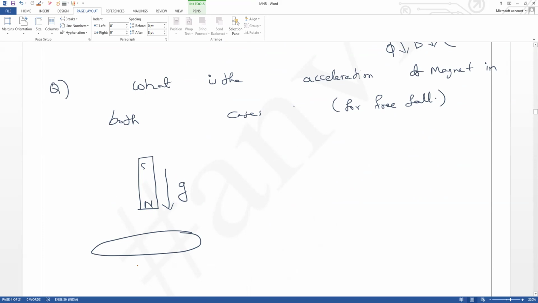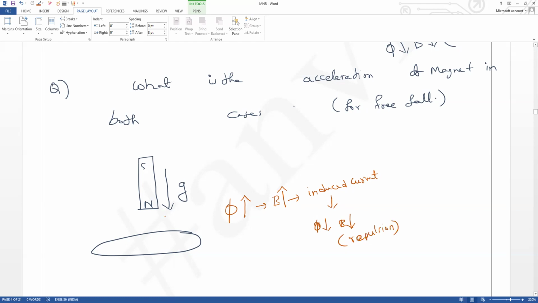Now, when it is coming downwards with acceleration, are the magnetic field lines going to increase or decrease? Magnetic flux increases. B also increases. Induced current will take place, which means flux is going to decrease. Flux decreases, B decreases. What does that mean? Attraction or repulsion?